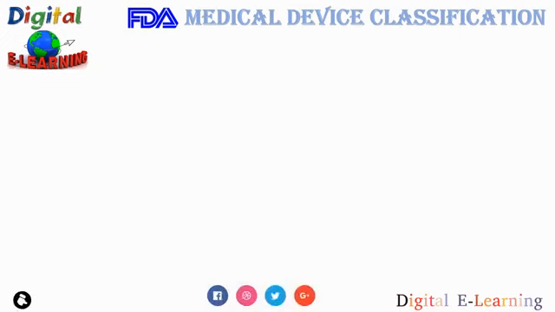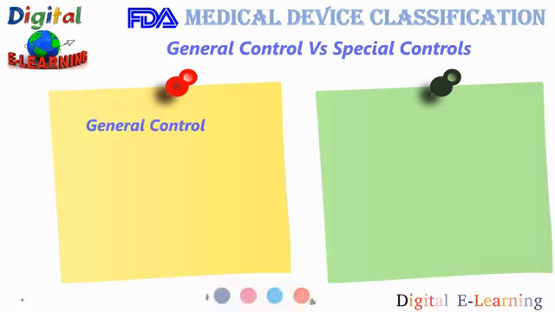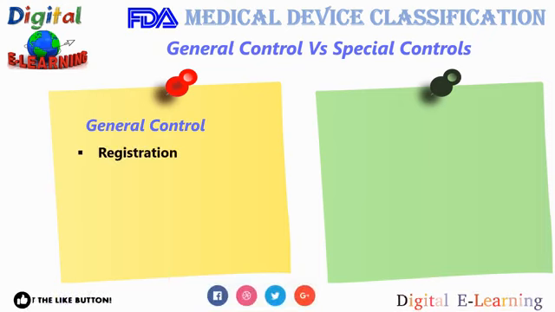So let us understand the difference between the general control and special control. In a nutshell, general control helps the FDA keep track of what products are being sold by whom and how effective and safe those products are. Some of the general control guidelines include registration of the medical device manufacturer, distributor, repackager, and re-labeler with the FDA. This registration basically lets the FDA know that they exist as an entity, and it gives the agency information about whom to contact in case any need arises.